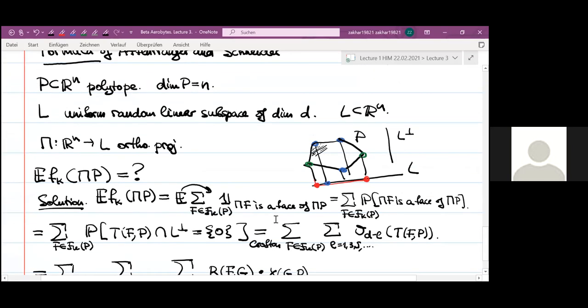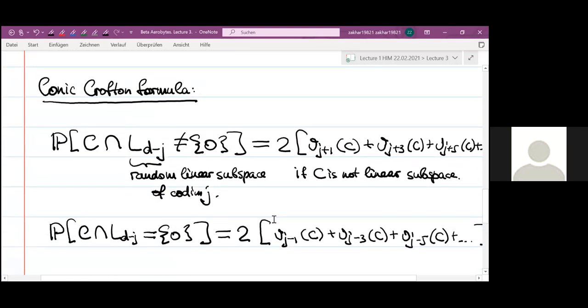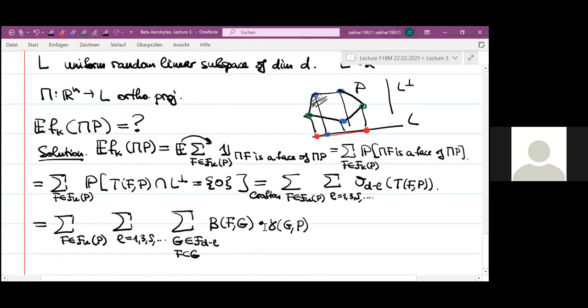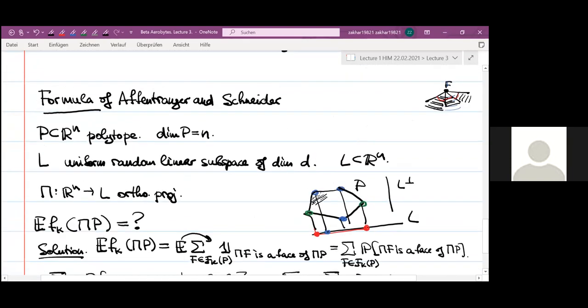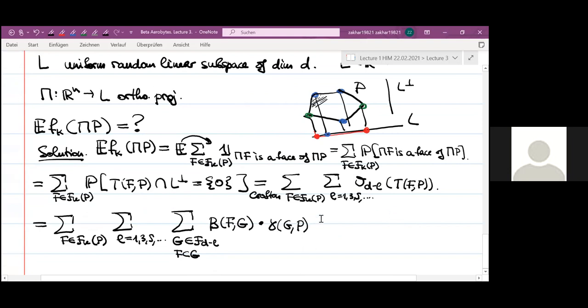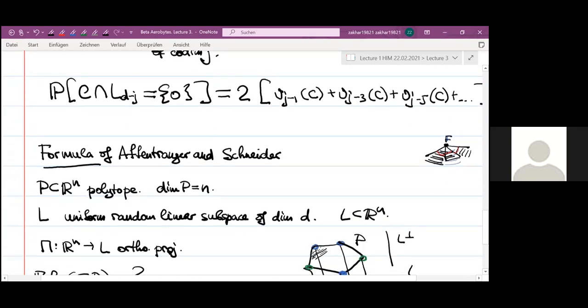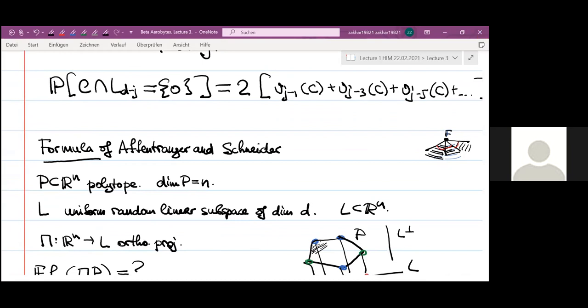So what does this mean? We take J, we take G, it's a face of P. Then we take the tangent cone of G, the tangent cone of G inside P, and take the dual one. So this is not so easy to show on the picture. It's something one has to think about.